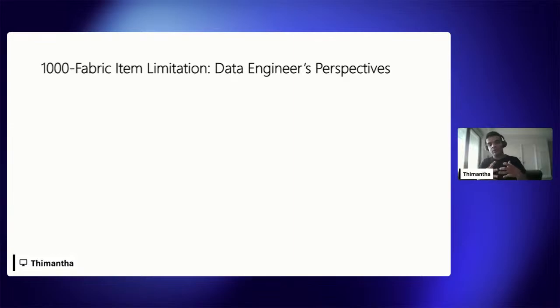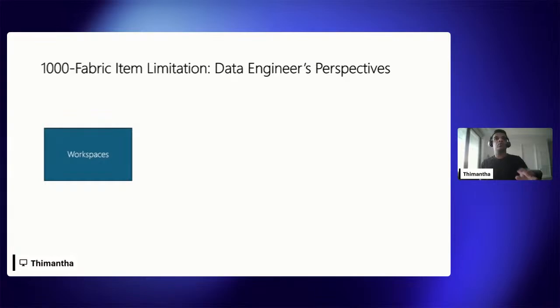So it's important for us to strategically approach this 1,000 Fabric item limitation, and to look at it from a strategic perspective, right? Now, what are these strategic perspectives that a data engineer should look at? Firstly, a data engineer should look at it from the workspaces perspective. How to manage this 1,000 item limitation from the workspace then, right?